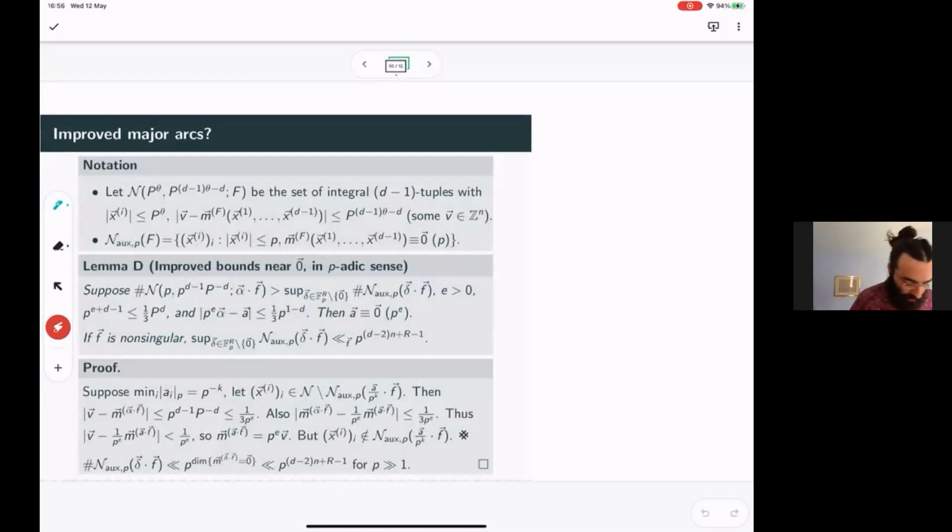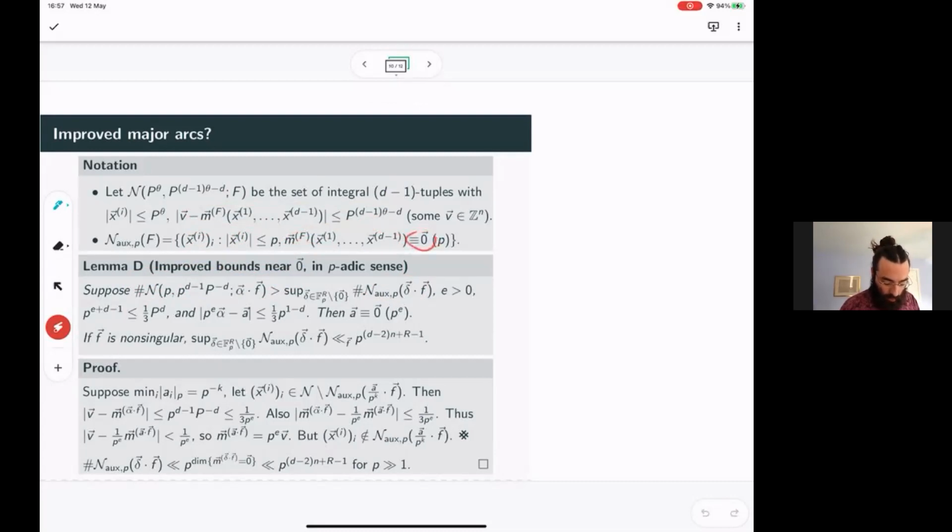So let's take a look at the proof of this, and perhaps that will unpack slightly more what's going on here. We're imagining that our exponential sum that we had before is large, and in particular that this set of solutions to these Diophantine inequalities is large, so large that it's not contained in a certain bad set.